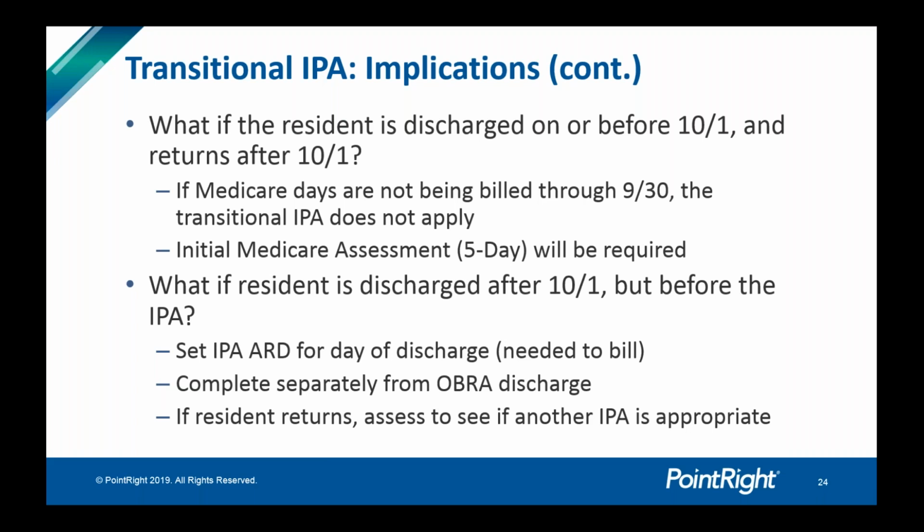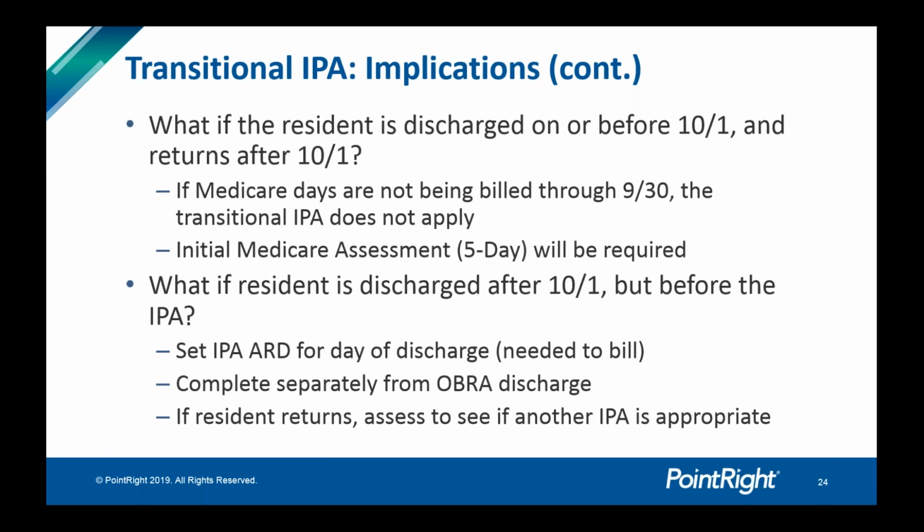Now, what if the resident was in the building on October 1st, you planned to do that IPA, but they had a fall and went out to the hospital? Don't stop them. Let them go to the hospital if they have to. But again, set that ARD of the interim payment assessment, move it to the day of the discharge, because you're going to need that assessment to bill. And as long as you do it on that day, then you're going to be in compliance. Complete it separately from the OBRA discharge assessment. They're both required for that date, but you have to complete and submit them separately because they can't be combined.